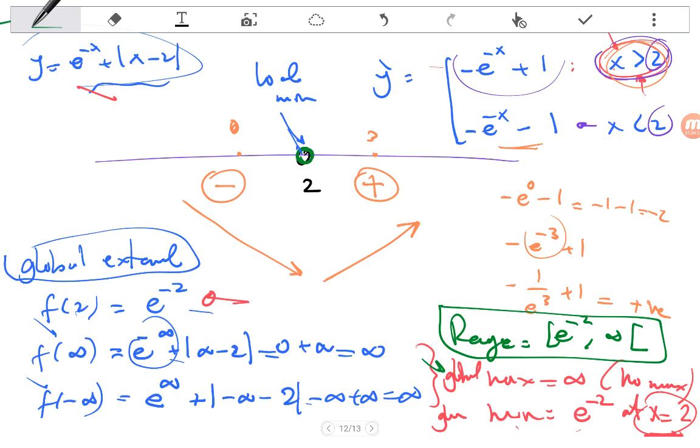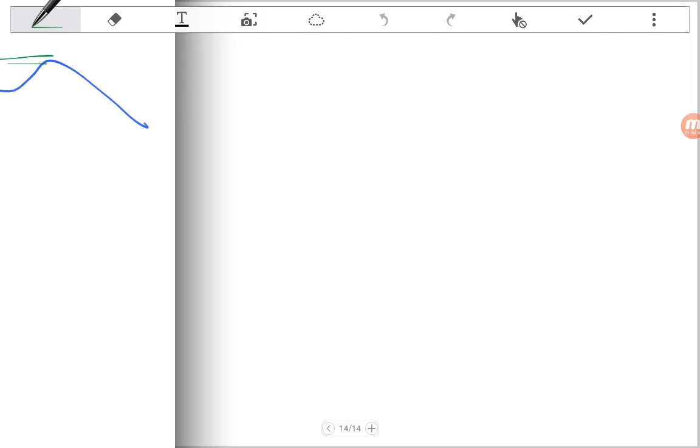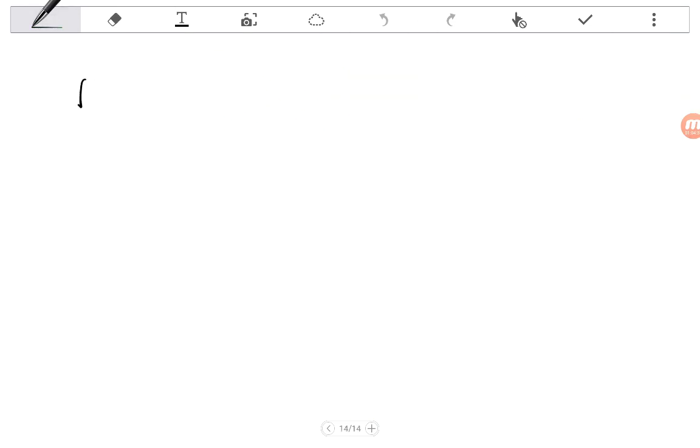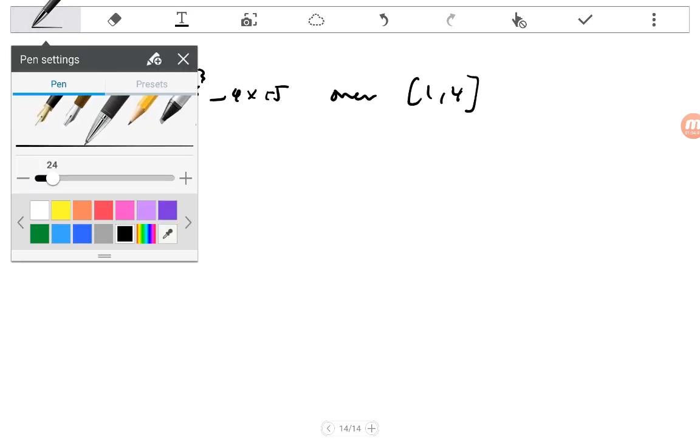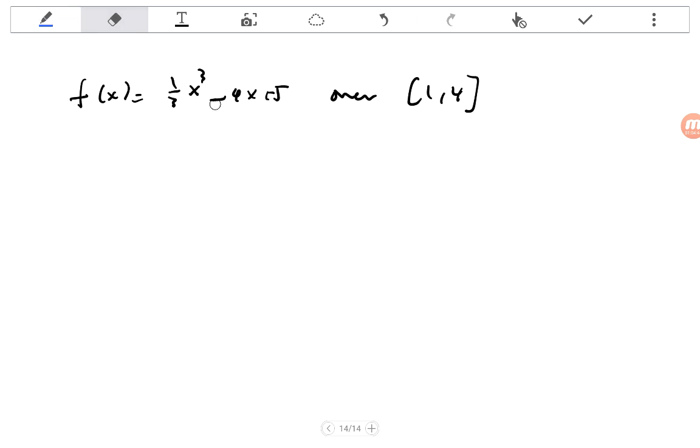Let's check this function. It's telling me here, find the absolute extrema of f of x equals 1/3 x cubed minus 4x plus 5 over the interval [1, 4]. He needs just the absolute extrema. Absolute extrema are just the global extrema.